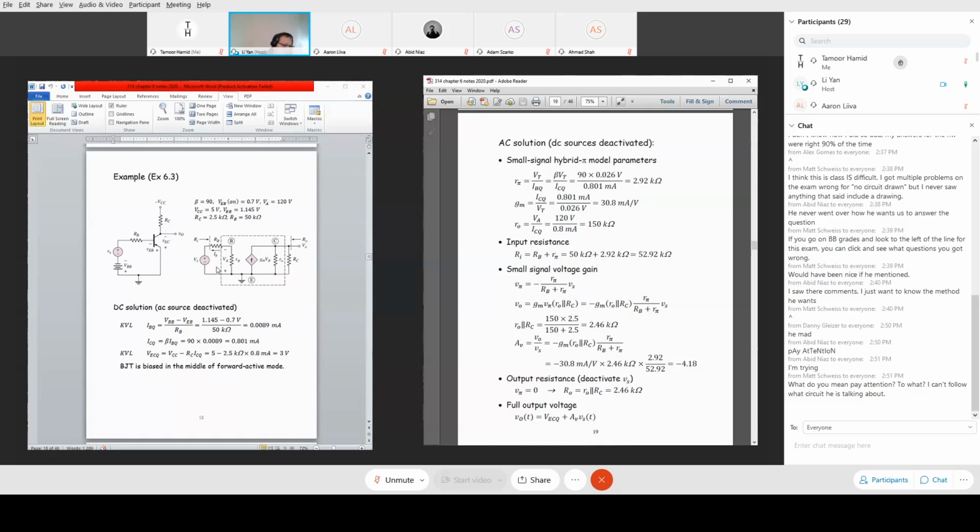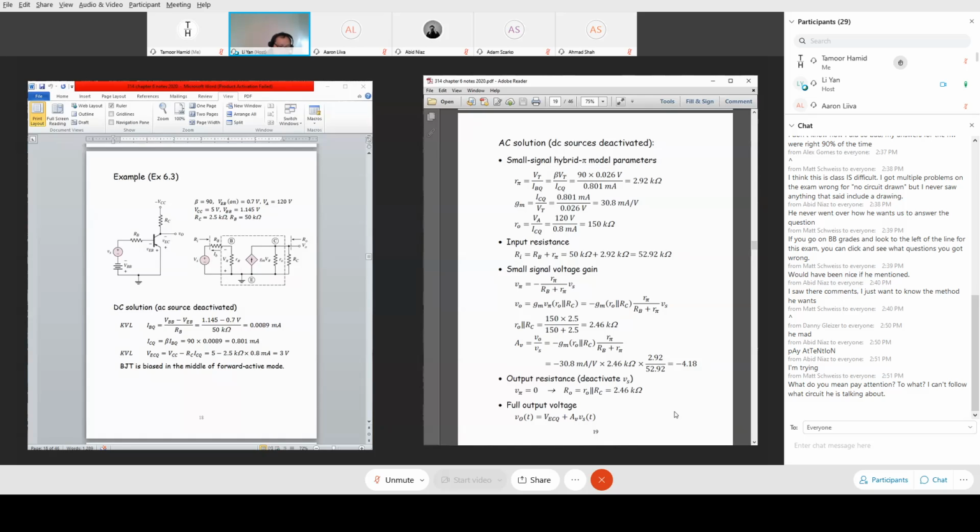So the current is zero. Once the current is zero, the voltage drop across the resistance R pi will be zero. So once you deactivate source voltage VS, V pi will be zero. Once V pi is zero, the dependent current source will be zero, so this becomes an open circuit. Then the output resistance you see here is simply the parallel combination of RO and RC. So the output resistance is small RO parallel with RC, which we calculated previously as 2.4 kilo ohm. So put it here. This is the small signal calculation.